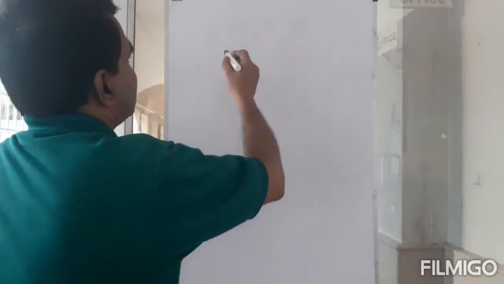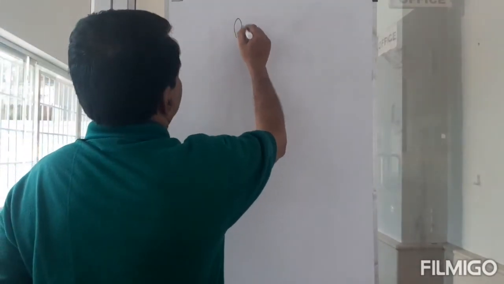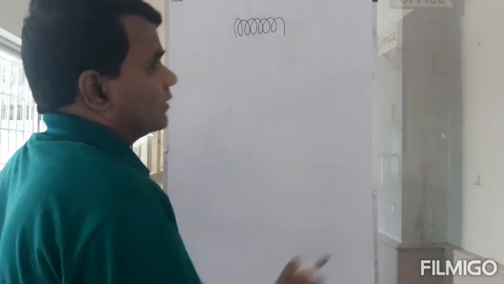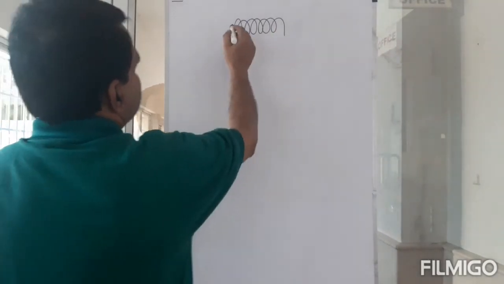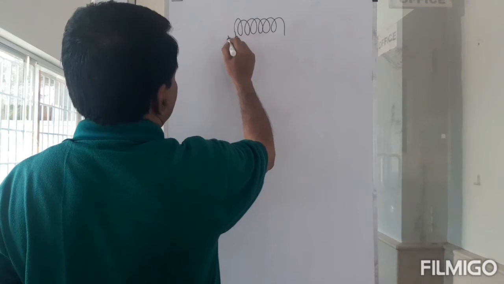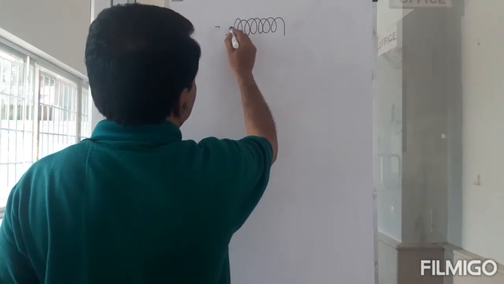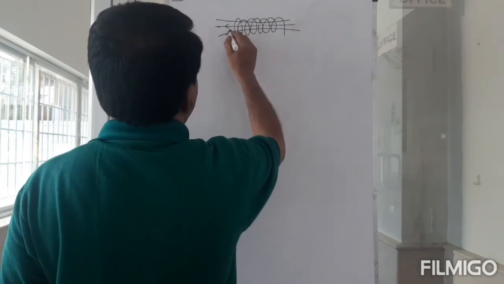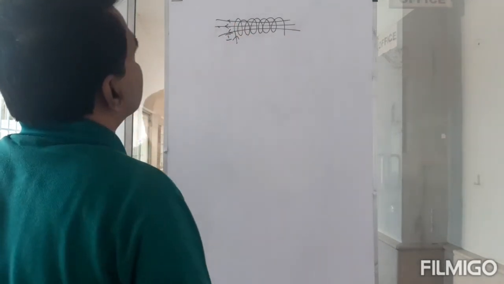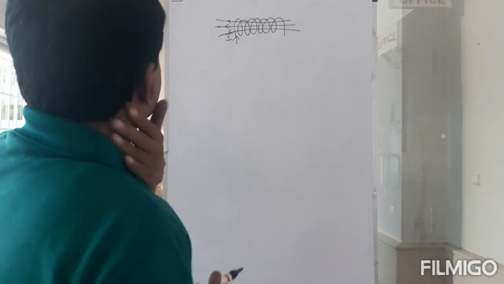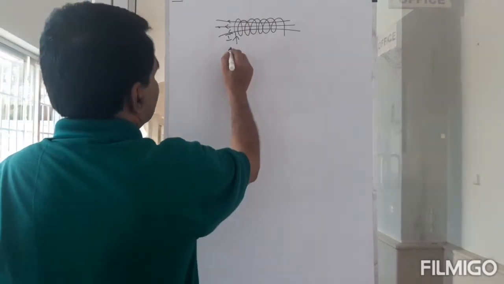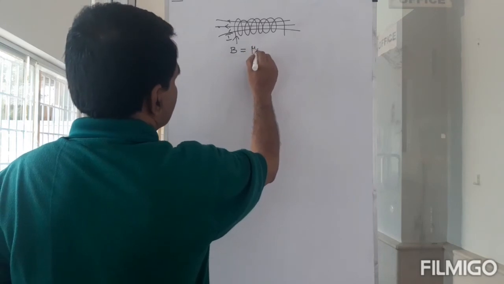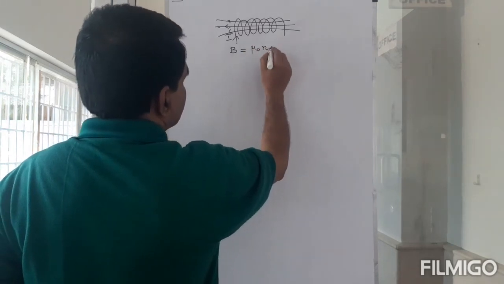Okay, so let me take the solenoid. Long solenoid. What's B? Suppose I is the current flowing through this. Okay, you just saw that. I is the current flowing through this. And what's B? B is mu naught N into I.